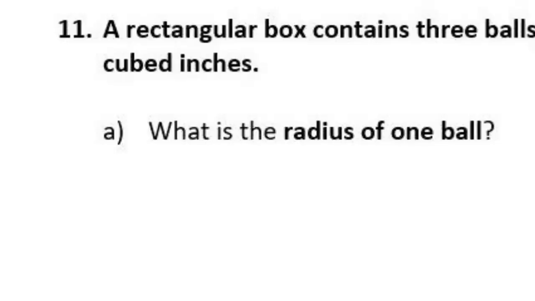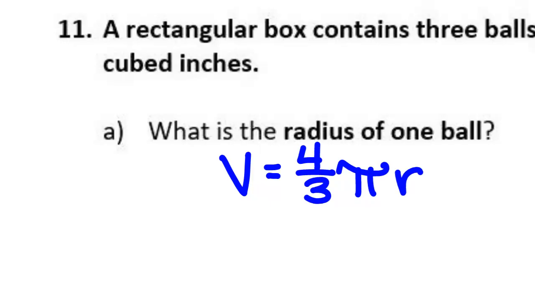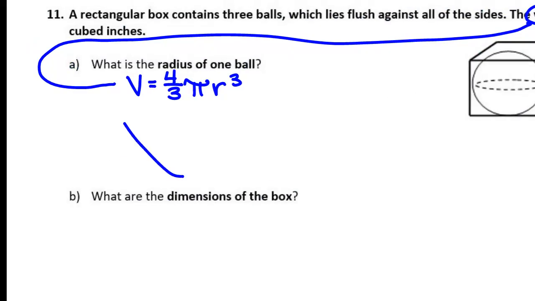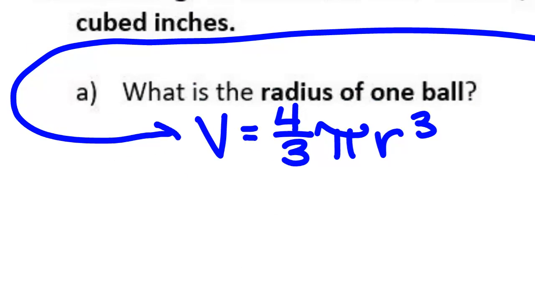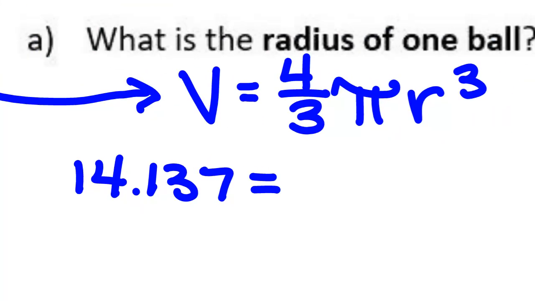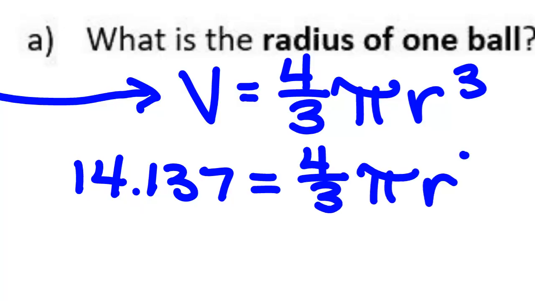Have to use volume. Volume for a ball would be what? 4/3 pi r cubed, yes. And we're going to take this volume here, we're going to put it in the place of the V. So 14.137 equals 4/3 pi r cubed.